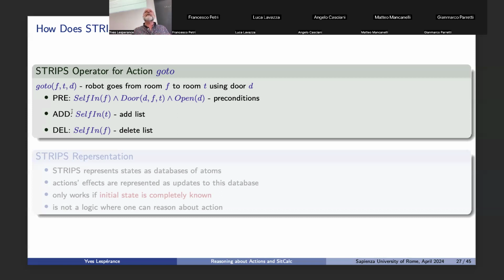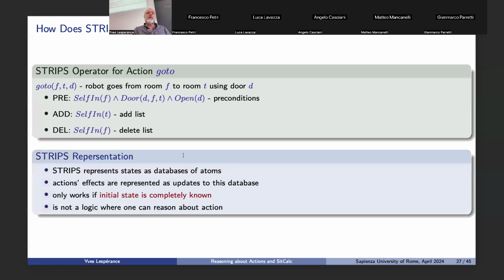How do you represent the effects? Well, you add that self is in room T, the destination, and you delete the fact that self is in the initial room, the from room. So this is how STRIPS deals with the frame problem: nothing else changes.